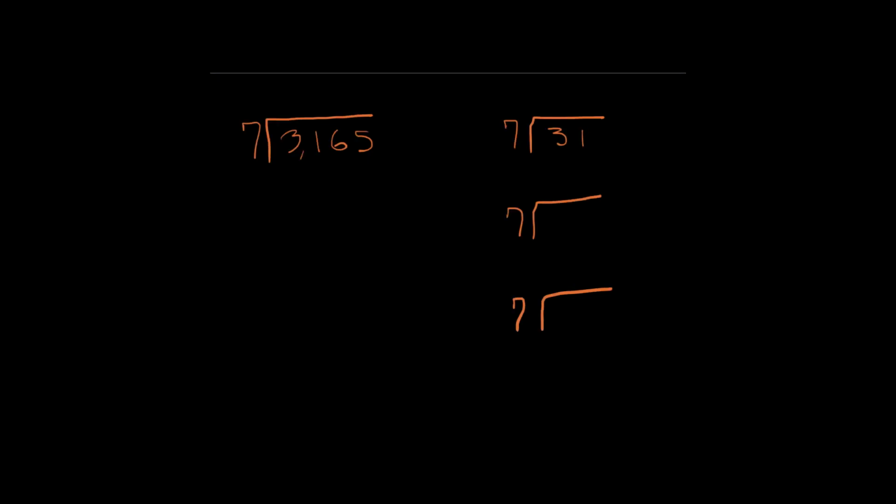Okay, so our next problem is 3,165 divided by 7. Quick reminder, 3165 is the dividend, 7 is the divisor. All right, so let's work through it.